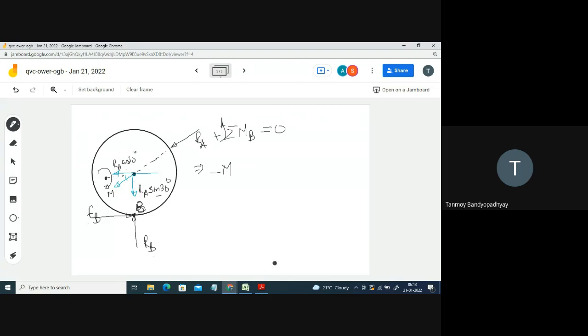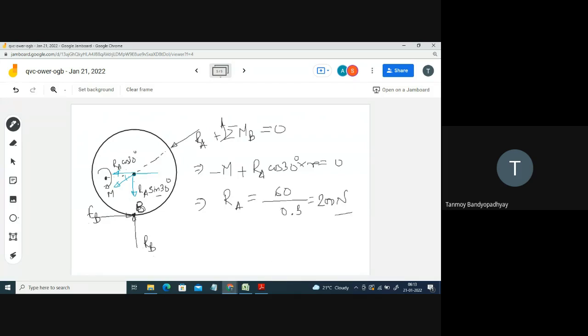So what is the distance? RA cos 30 is at a distance of small r. That is a clockwise moment, and that is the anti-clockwise moment. So plus RA cos 30 degree into R is equal to 0. Using this method also you can do it, and this will also simplify the problem. So that is equal to M. The value of M is given to be 60, right? 60 divided by R. So you will be getting the same answer from this method also.